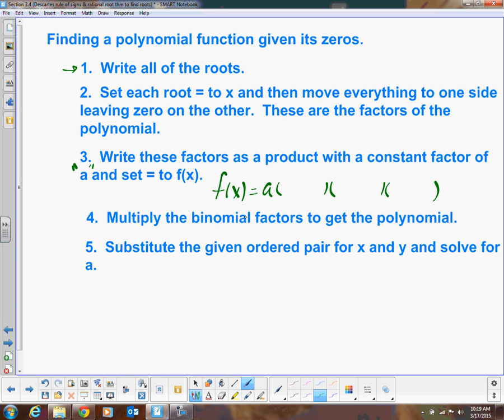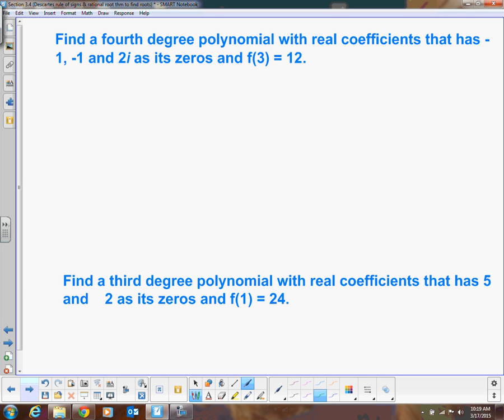Then you'll multiply all those factors to get the polynomial, and they're going to give you an ordered pair. So you'll substitute for x, you'll substitute for y, and you'll be able to find a. So that's all you're doing today, is this process. These are online in PDF form, and of course if you want to watch the video. So 4th degree polynomial means when you're finished you have the x to the 4th.